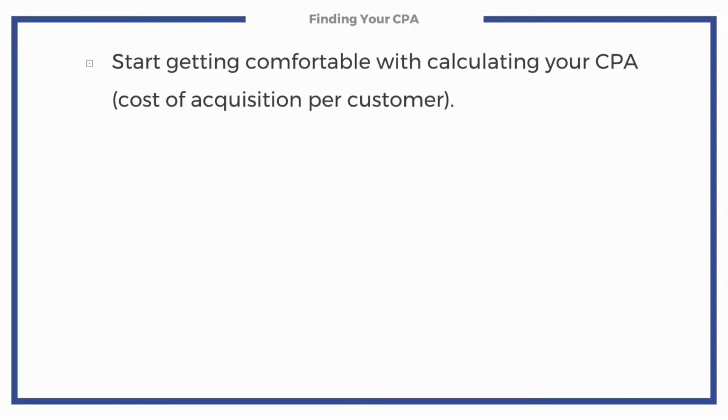So one thing you should get really comfortable with is CPA, your cost of acquisition per customer. I just talked about it on the last slide, but it's one of the metrics that if you can nail this in your business, it'll make Facebook marketing a lot easier for you. So here's a quick example.